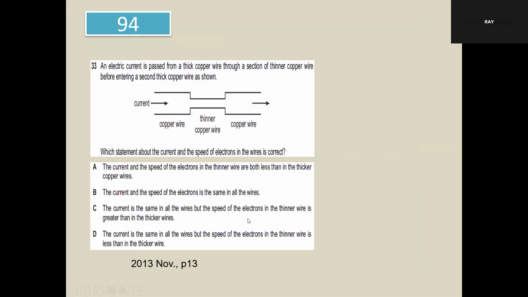Okay, try this one. It's similar to what you studied in your STM, Bernoulli's principle. Electric current passes from thick copper wire to a section of thinner copper wire before entering a second thick copper wire as shown. Which statement about the current and the speed of electron in the wire is correct?